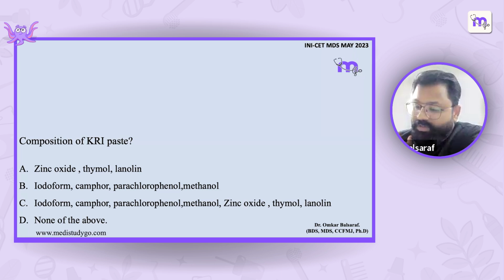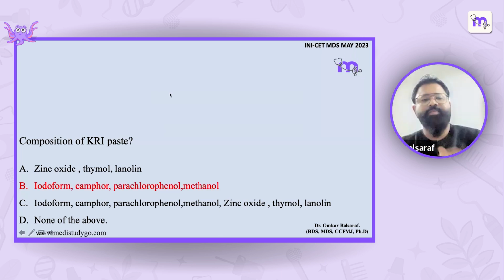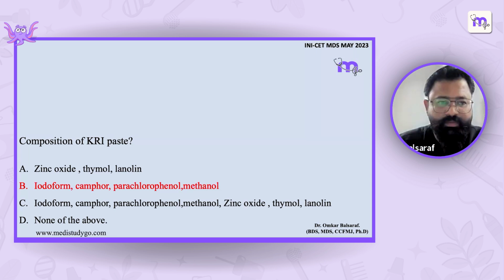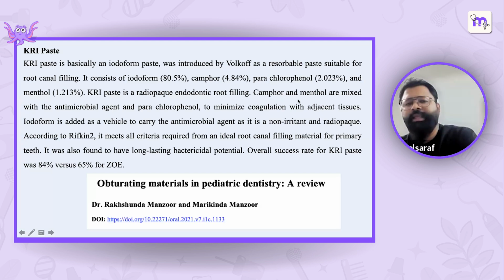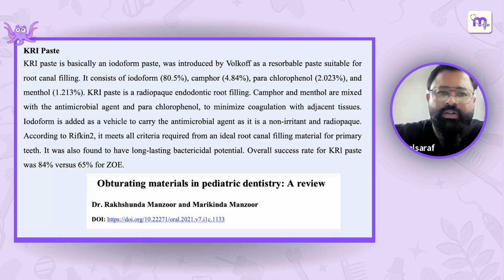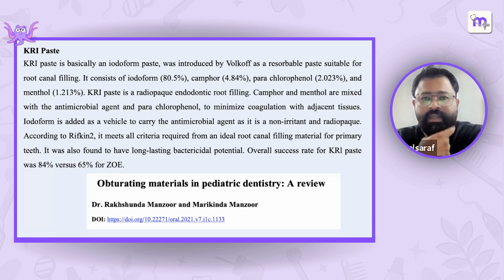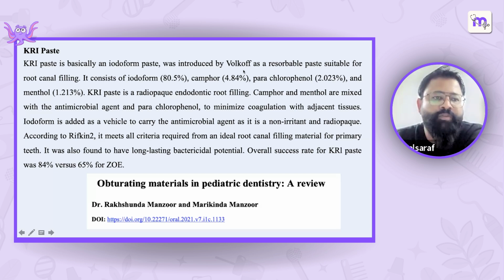Yes, we have got many of the responses right. So it is option B, that is iodoform, camphor, parachlorophenol, and methanol. So these are the contents of KRI paste along with the concentrations. You need not remember them because they don't ask you generally the concentrations of any kind of endodontic materials. It was introduced by Volkov. You can remember that as a resorbable paste suitable for root canal filling material. So it is basically used more in pediatric dentistry.